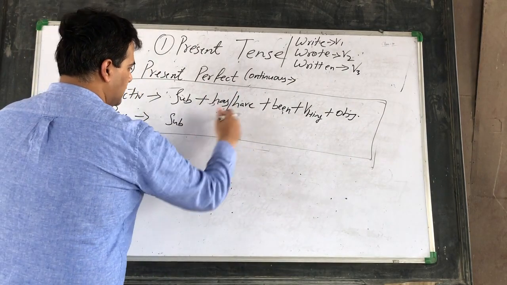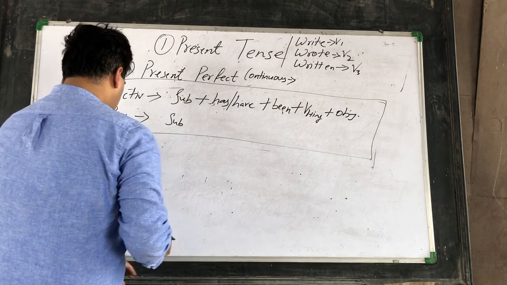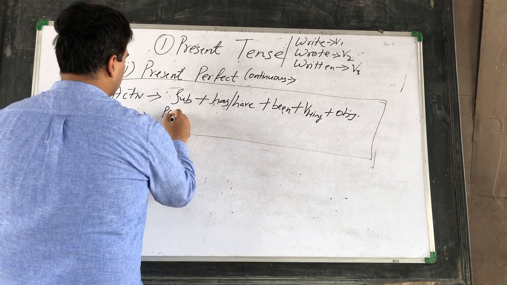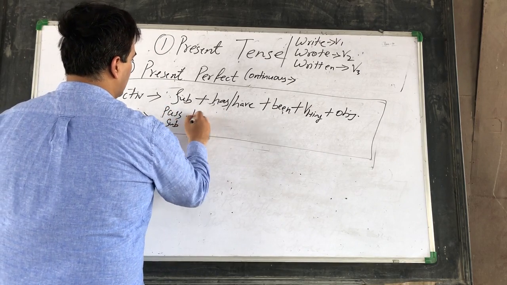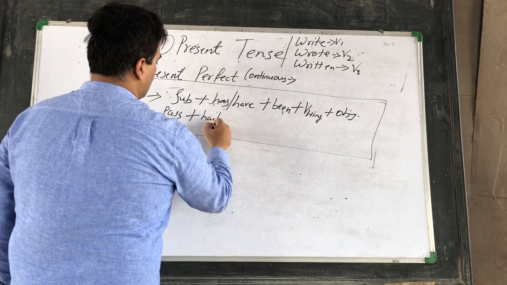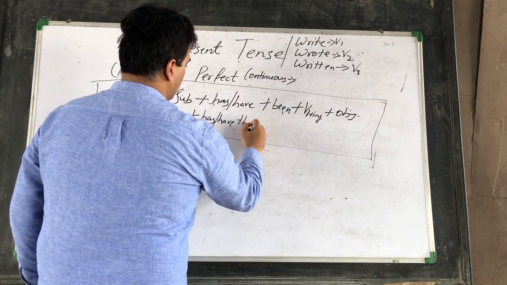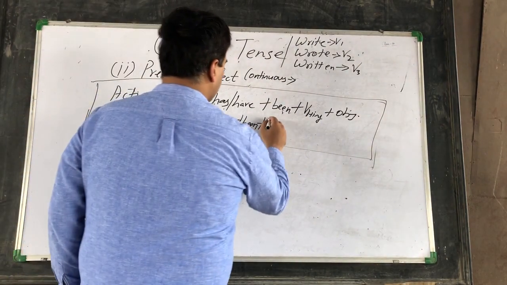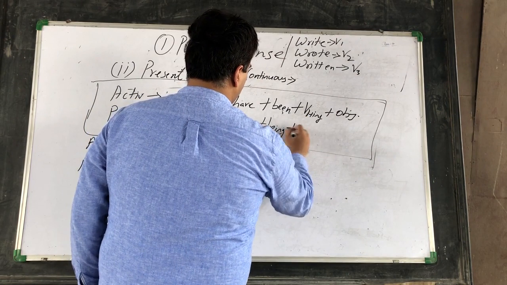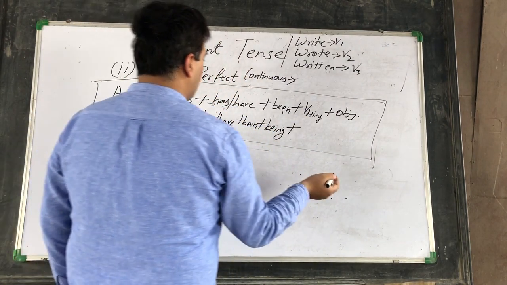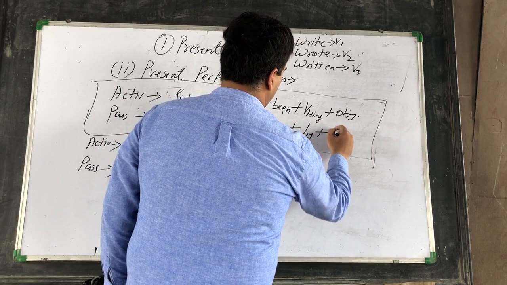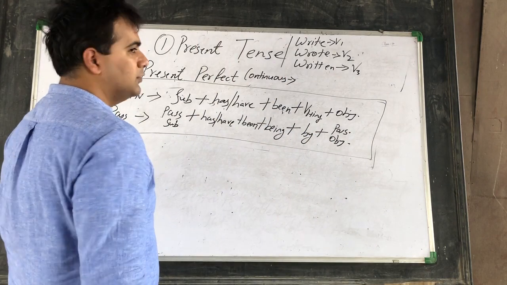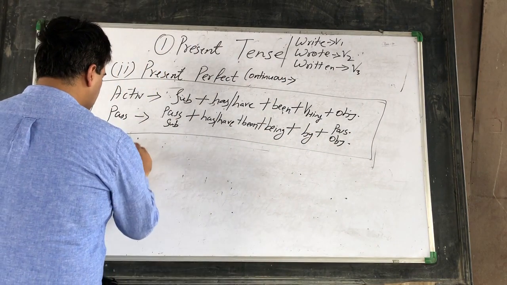Suppose we are taking this structure, then we are putting this passive subject plus has, have plus been, then according to ing, new helping verb being will be added. Then our by preposition, then passive object. See what happens. Let's write this sentence.